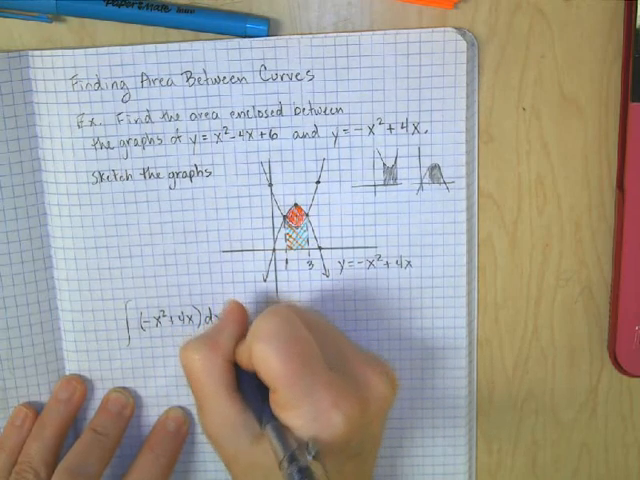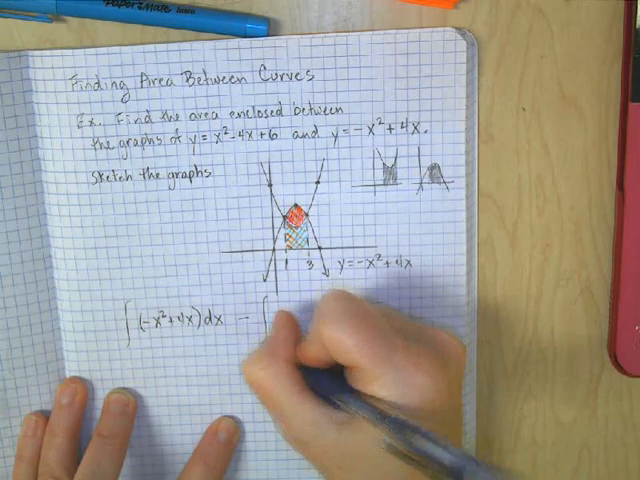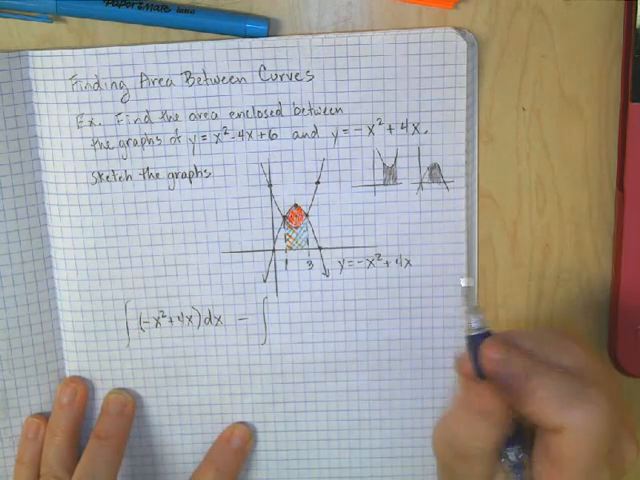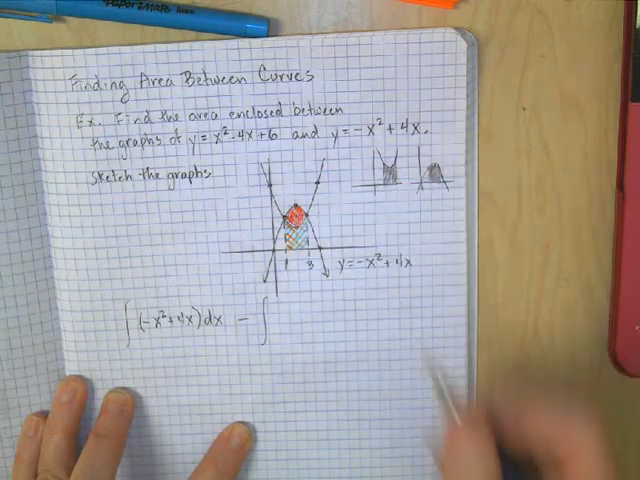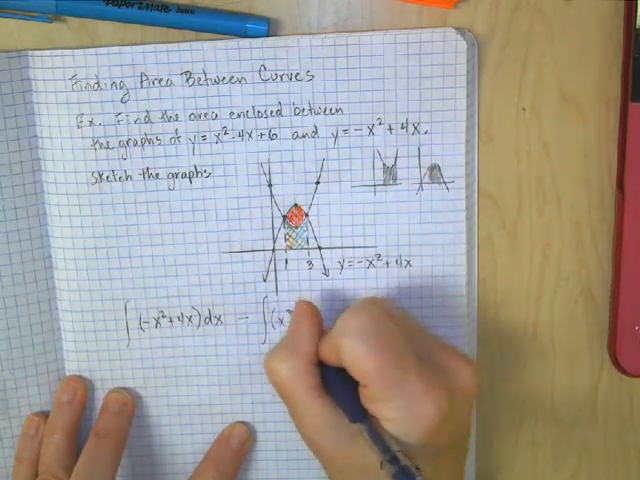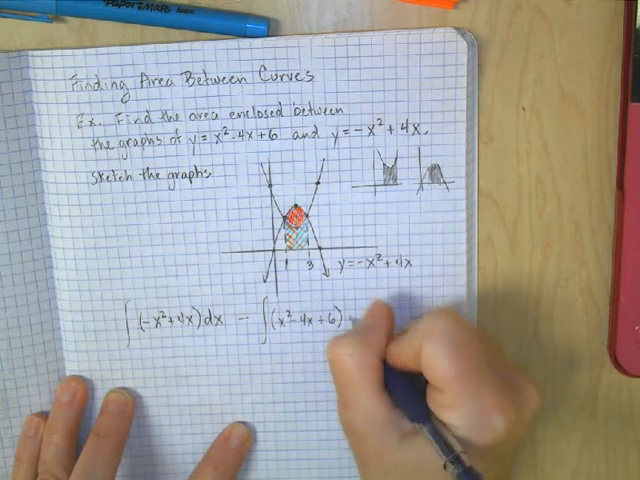We're going to integrate that, so negative x squared plus 4x dx, and we're going to subtract from that the other area, this part down here. We're going to subtract that off so that we're only left with that little part. So that would be the other equation, which is x squared minus 4x plus 6 dx.